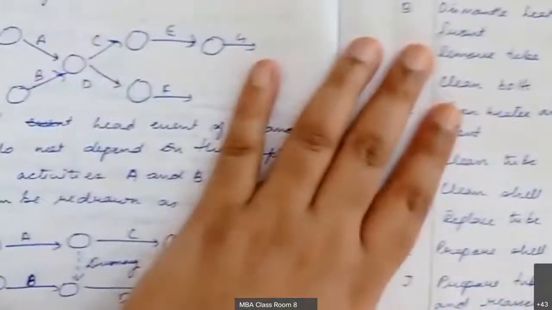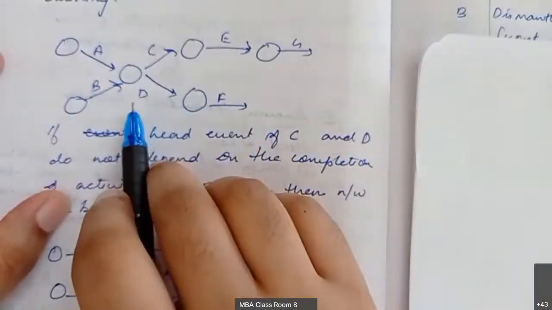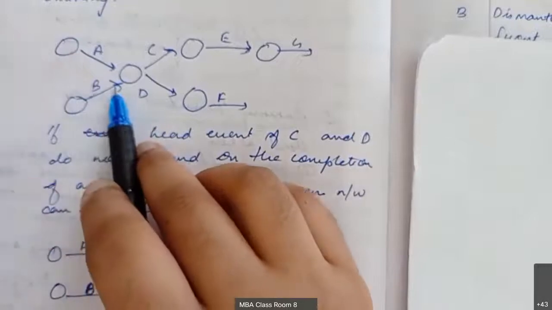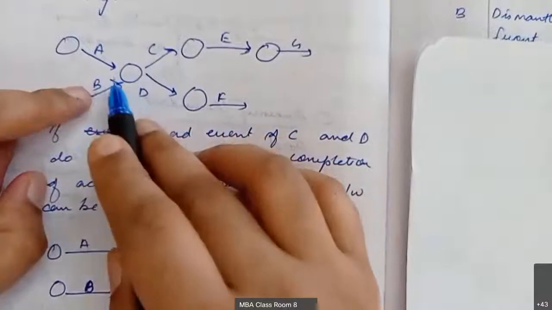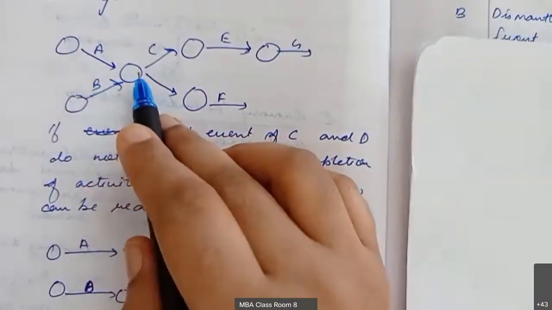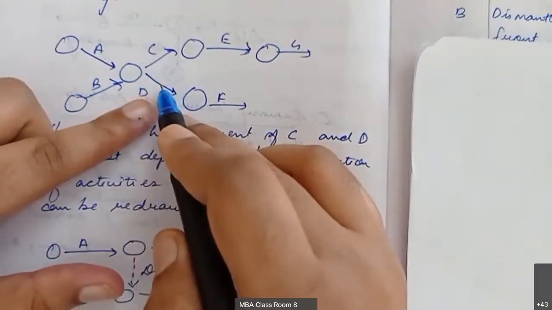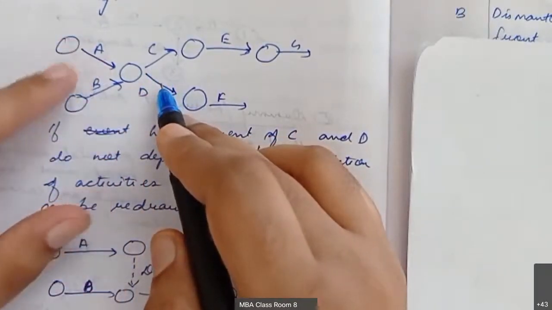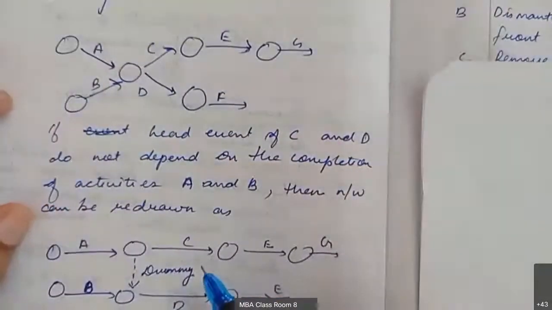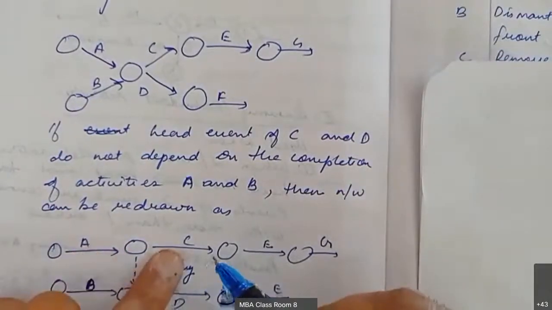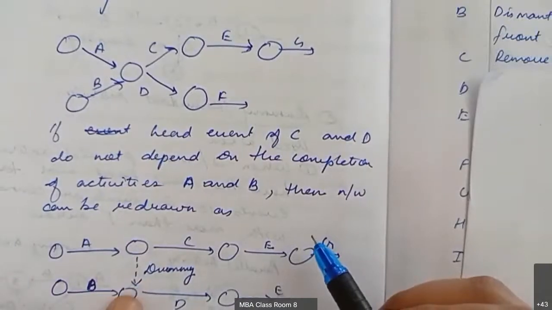Then one more reason why we have a dummy is because, can you see this network over here? A and B have to be completed for C and D to start. If there is no such logical meaning, for example, C and D can start even if A and B are not completed. If there is some meaning like that, in those cases also you can go for a dummy. For example, A is connected to C and A flows through the dummy, and then B is there, and then D is there.